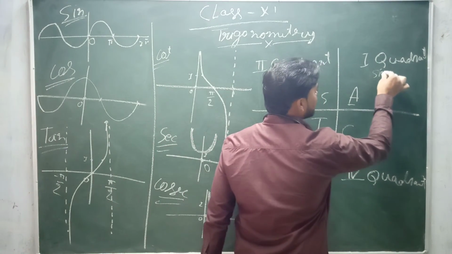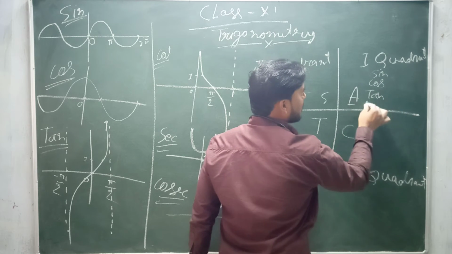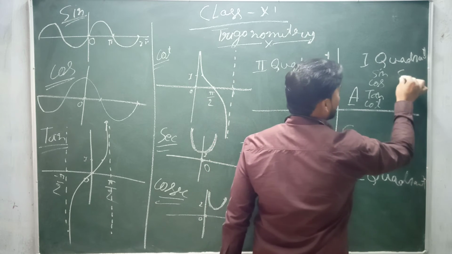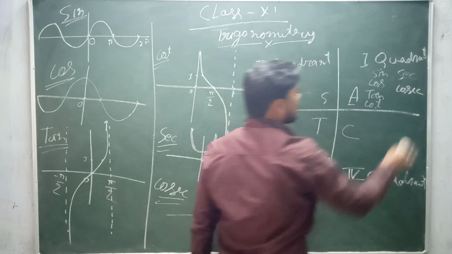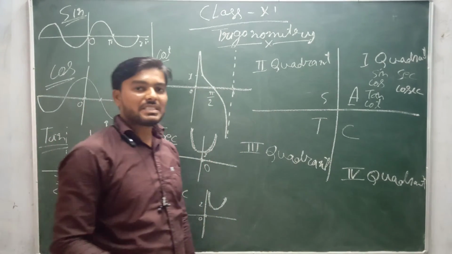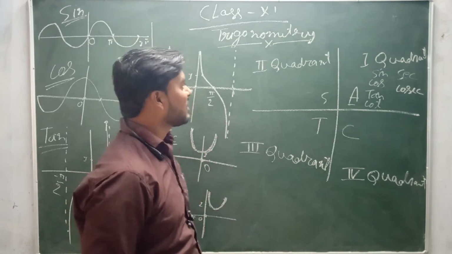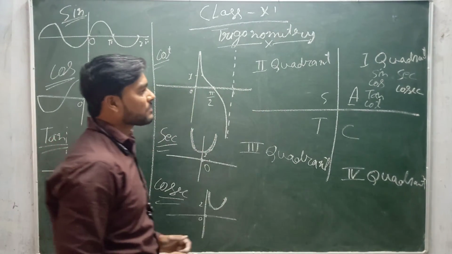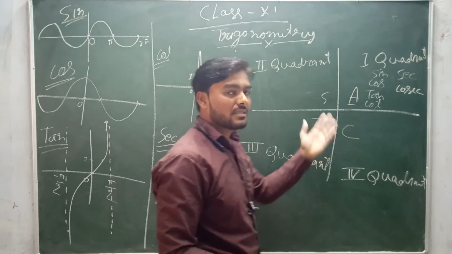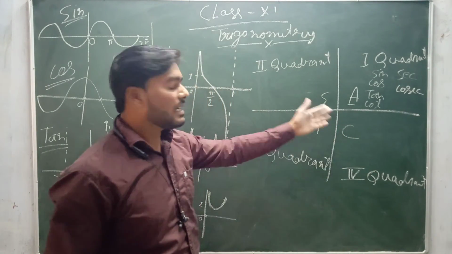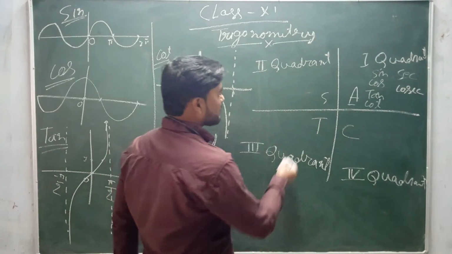Sin, cos, tan, cot, sec, cosec. All 6 trigonometric functions will be positive in the first quadrant. Now for the second quadrant, sin. ASTC, this is a shortcut. A for all, S for sine.